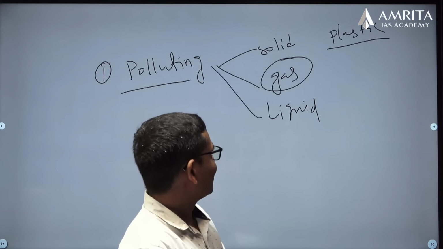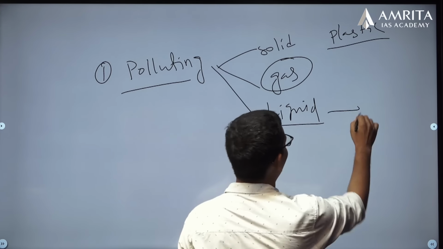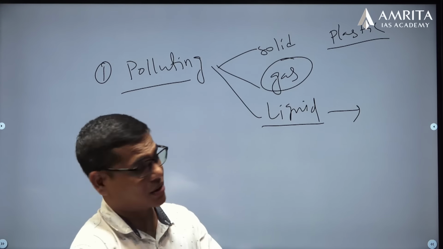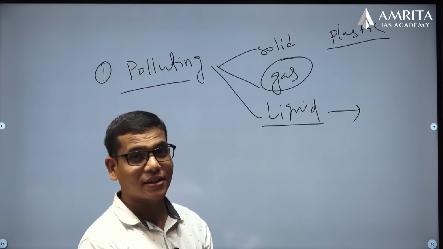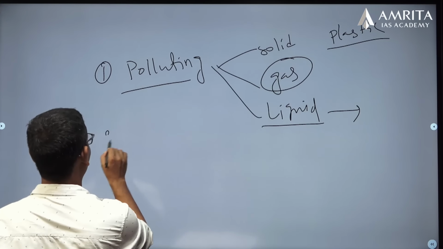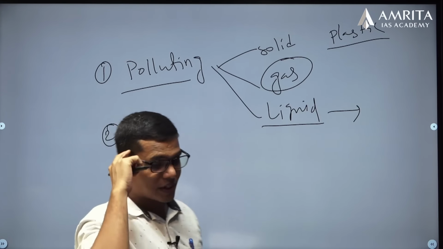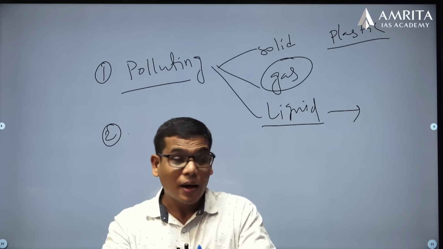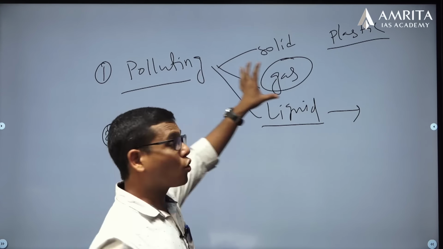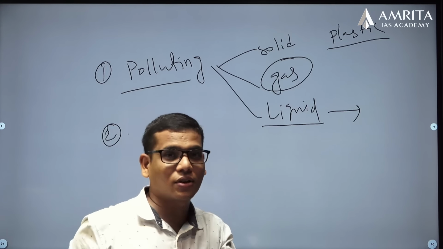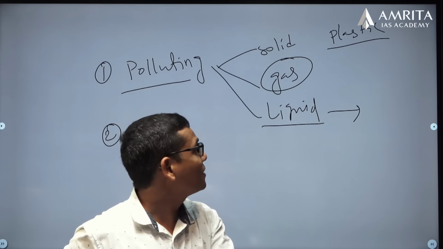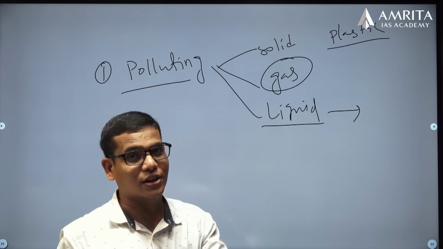Next, liquid. When it comes to liquid, it is industrial wastage or sewage, whatever you are releasing directly into the ocean. So this will have its own impact. So this is one major aspect, pollution. And this plastic is choking the oceans. It is creating a lot of problems to the life forms in the ocean.